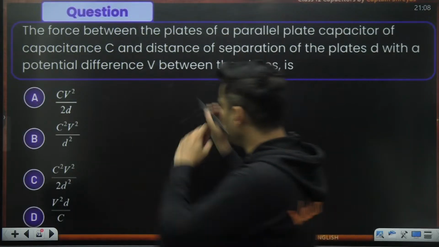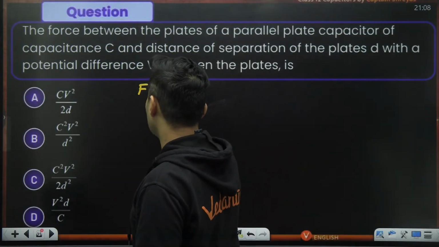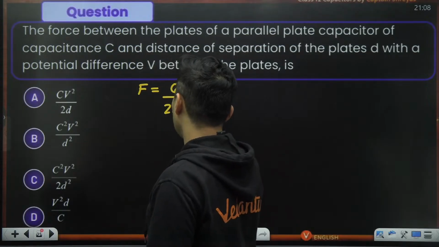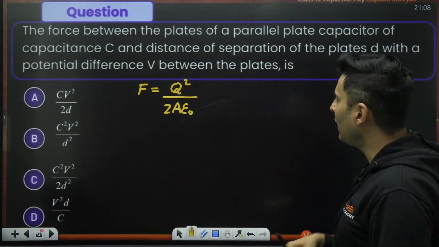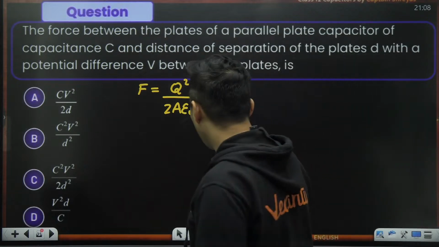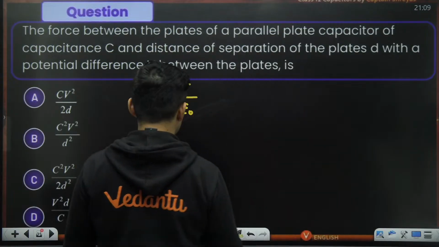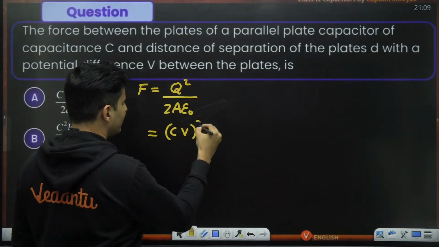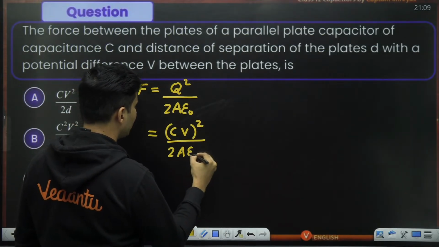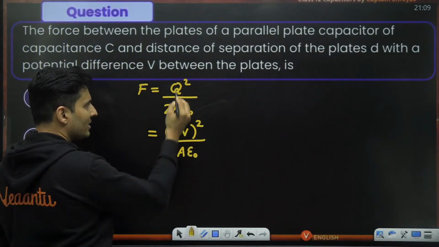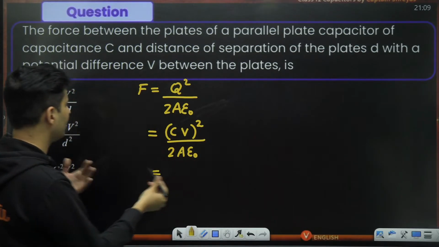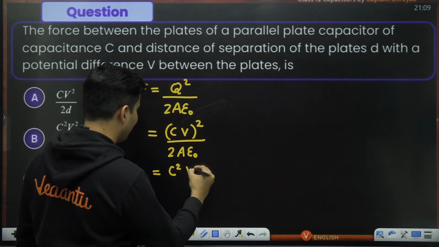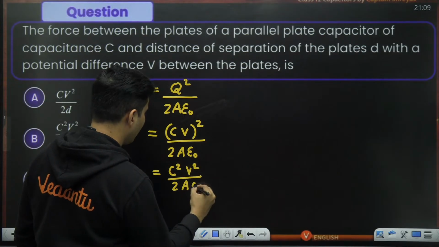In order to figure out that particular force, use the formula, which is Q square by 2A epsilon naught. But I don't see area, I don't see charge also. So what do I do then? Well, capacitance and charge are related to each other. Q is nothing but C into V. So it is C into V whole square by 2A epsilon naught. Why did I do that? Because I can now get voltage in the answer and then probably solve the question. So we now have C square V square by 2A epsilon naught.